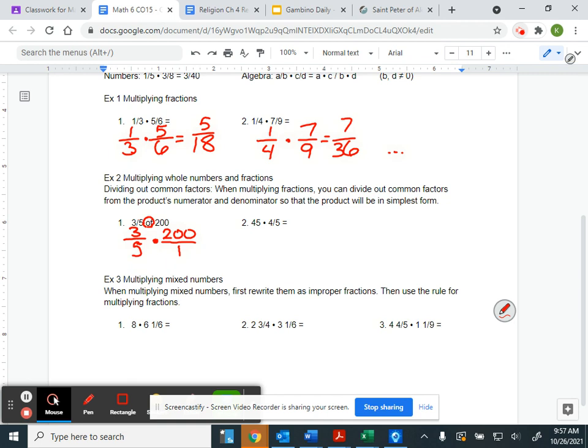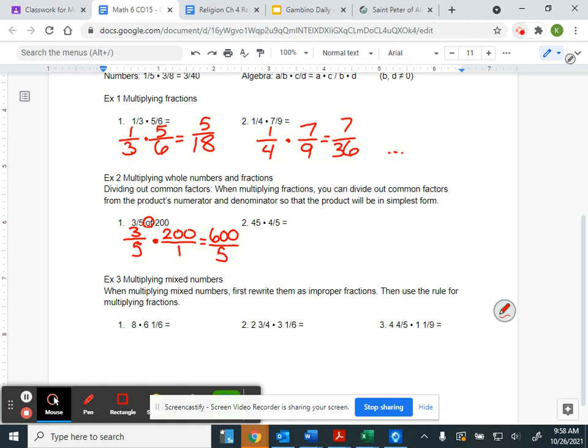So now we have two fractions we're working with. We know to multiply across. 3 times 200 equals 600. 5 times 1 equals 5. And here I'm sitting with an improper fraction, so I need to simplify. What can I divide out of 600 over 5? What's the greatest common factor?